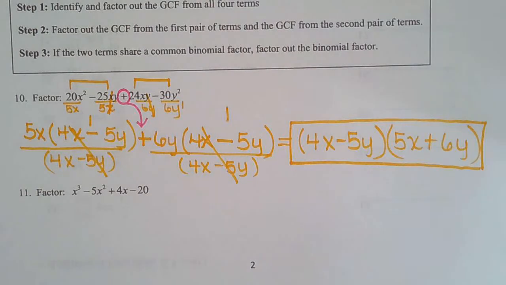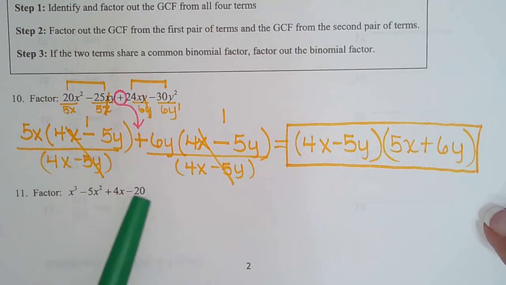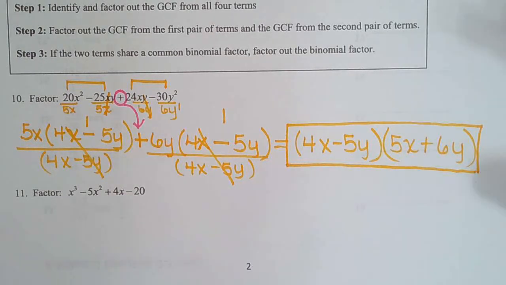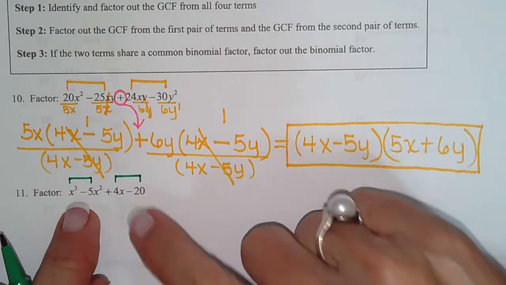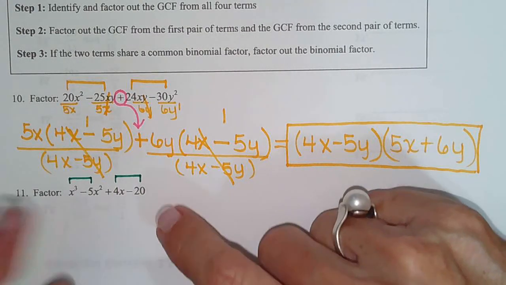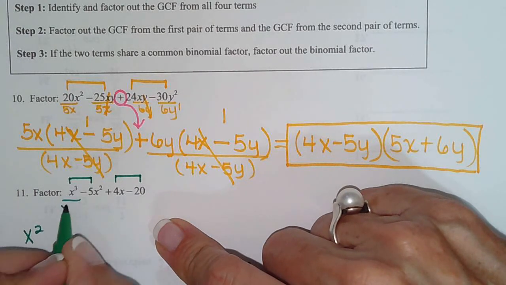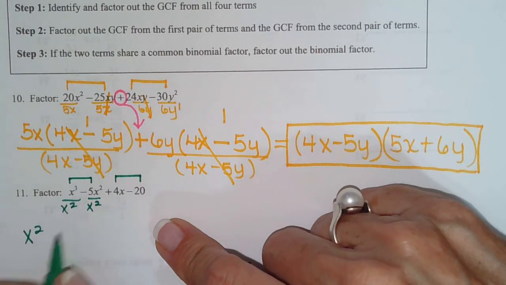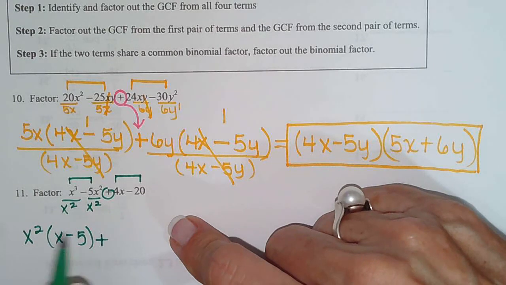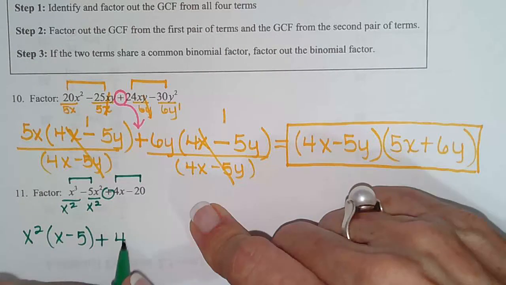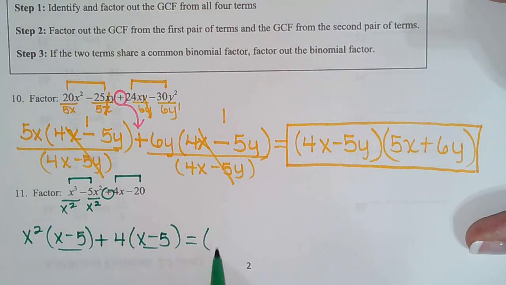Okay, let's do one more and then you guys can practice one. So right away I go, oh, 4 terms. 4 terms mean grouping. So is there anything common all the way across? No. So take out a GCF here. It would be x squared. And I get x minus 5. Bring down the sign. Take out a GCF here and I get 4. x minus 5. Boom, there's my new GCF, so it's x minus 5.